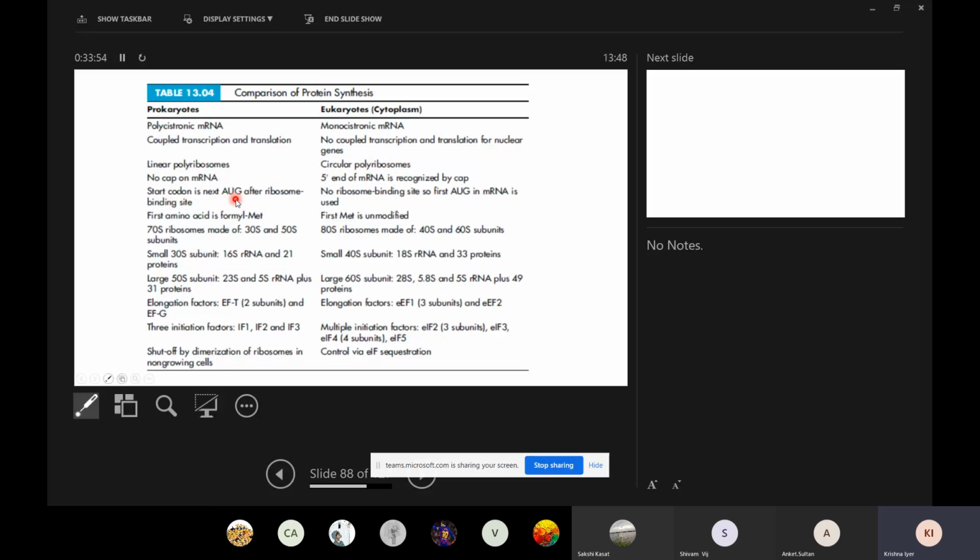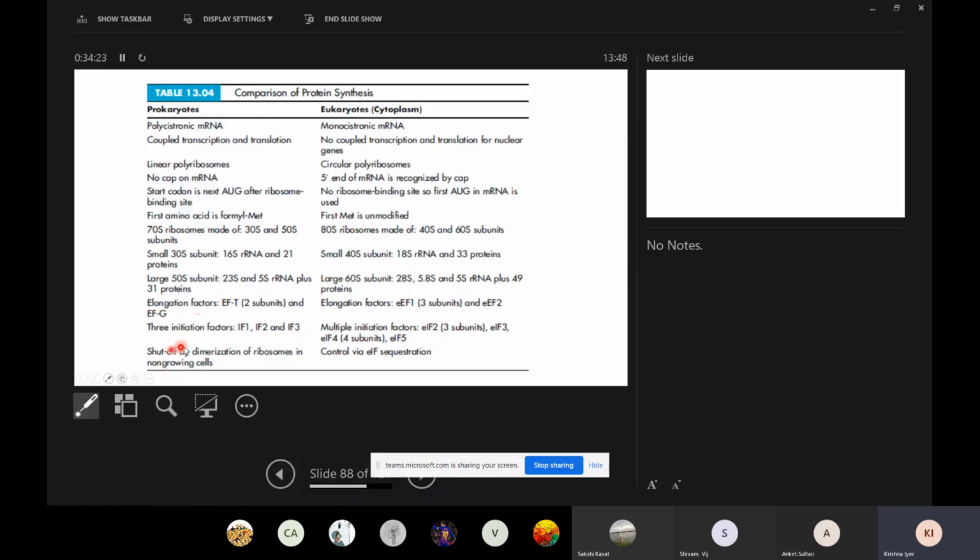Start codon is AUG next to the ribosome binding site, which is the Shine-Dalgarno sequence, or nothing like that. So the first AUG here is used as a start codon. First amino acid always formyl methionine. First is methionine, but not modified. 70S ribosome, 80S ribosome. Then all the other things. You have elongation factors and initiation factors, a limited number. Here there are many more.